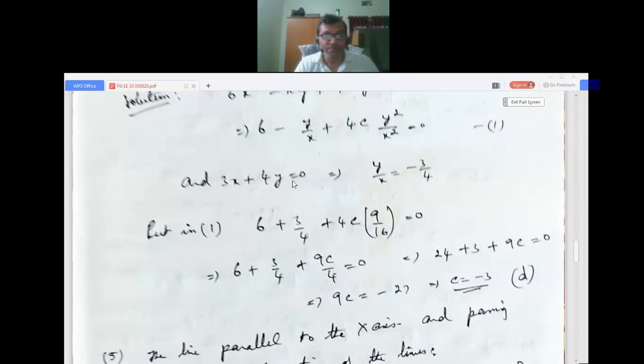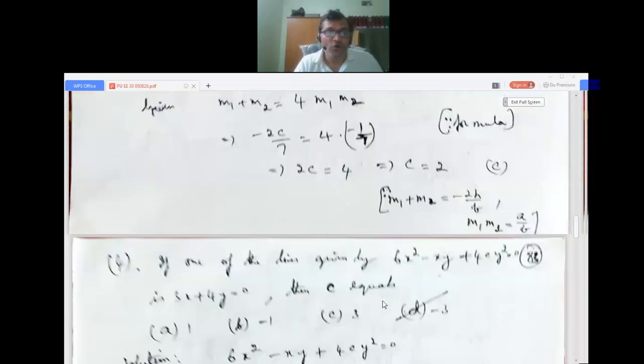3x equals minus 4y. So y by x equals minus 3 by 4. Now I substitute that in 1. So I get 6 into minus plus 3 by 4 plus 4c 9 by 16 equals 0. Then LCM is 16. Here 4. Okay, LCM is 4. 24 plus 3 plus 9c equals 0. So I get here now 9c equals minus 27. So c equals minus 3.